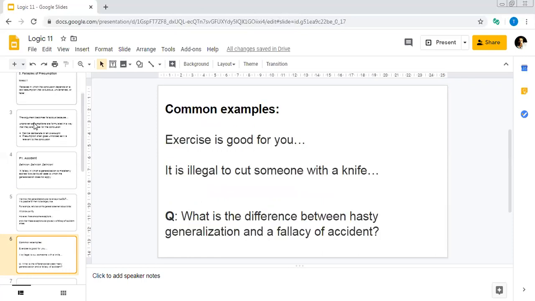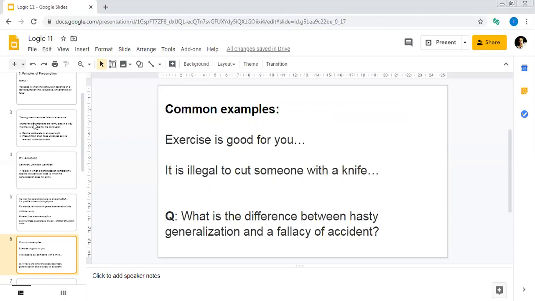Okay. So there are some more common examples. For example, exercise is good for you. We all know that doing exercise is good for us, but can we say that is always the case? What if you are a very sick person, or you have a heart disease? Can you say the same to someone who has a heart disease, that exercise is good for them? No, you can't, because maybe exercise would result in making that person more sick, right? So it's also the fallacy of accident in that sense.